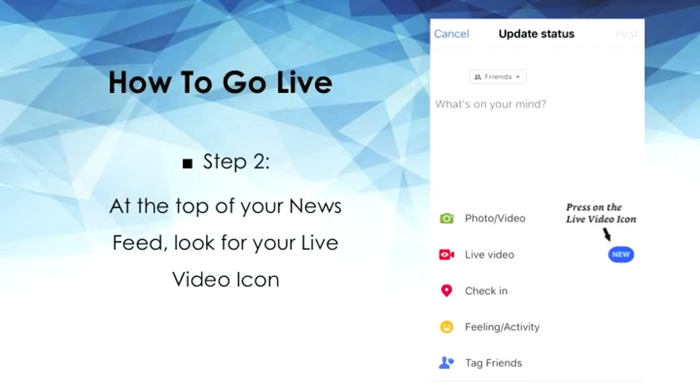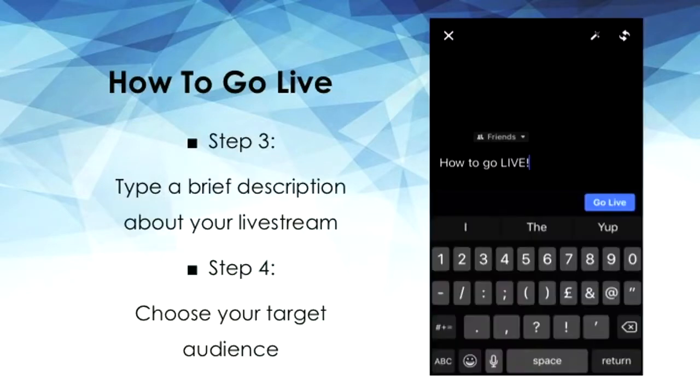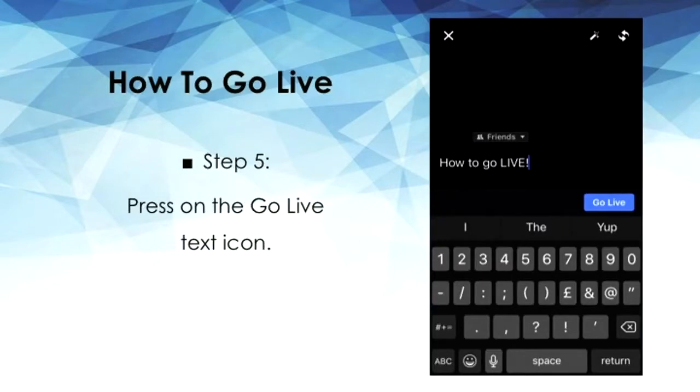At the top of your newsfeed, in the dialog box, What's on Your Mind, select the live video icon. Next, type in a brief description about your live stream. You can choose an audience for your video depending on your preference at the bar above your live stream description. Finally, tap Go Live and start your live broadcast.